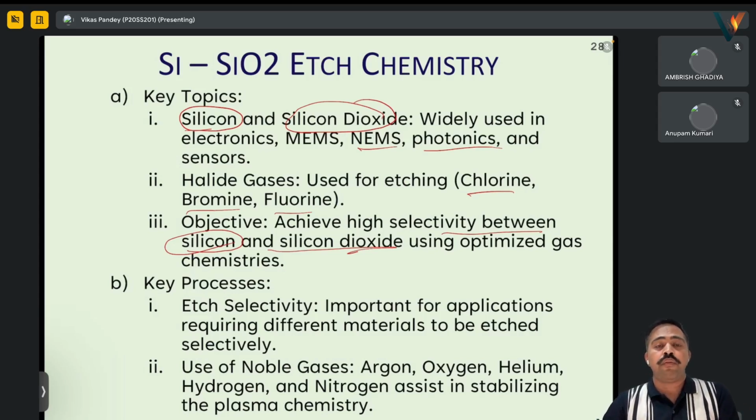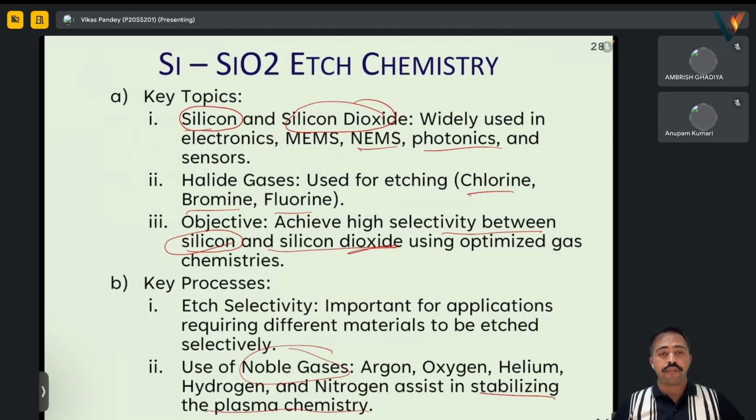So what are the key things that we use to determine which one we have to select? One is etch selectivity, that is, different applications require different materials to be etched selectively. Second, we use some gases to stabilize the plasma, like argon, oxygen, helium, hydrogen, nitrogen, that will not take part in the reaction. These are used for stabilizing the plasma.